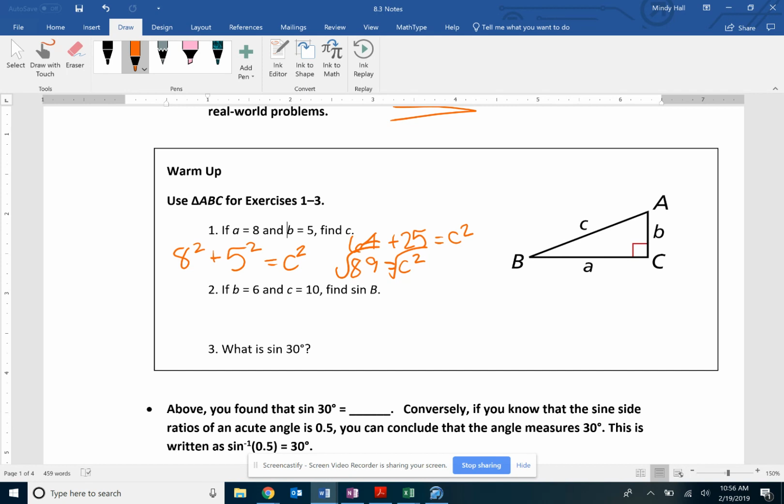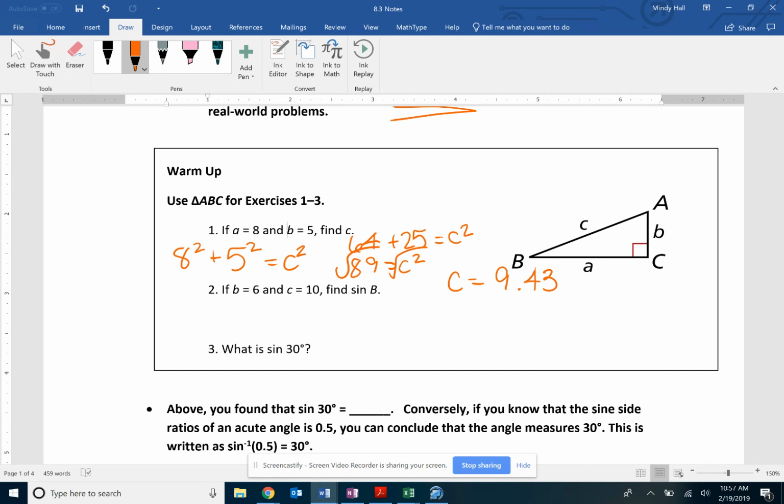And the square root of 89, using the handy dandy calculator, is 9.43. And by the way, it is 9.433. So because we're rounding to the nearest hundredth, that 3 tells me to just keep the 3 I have.